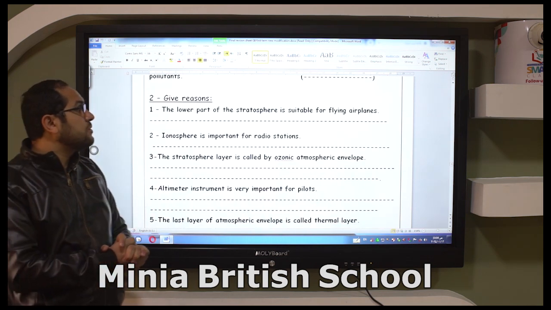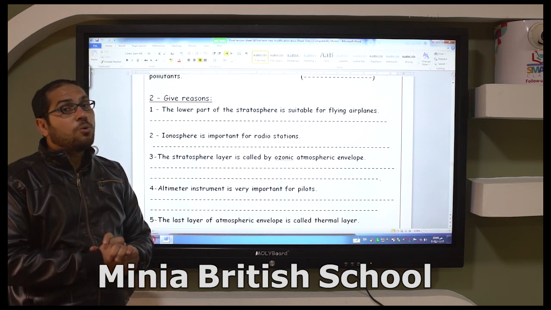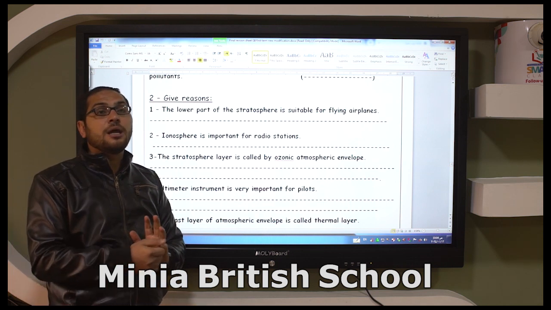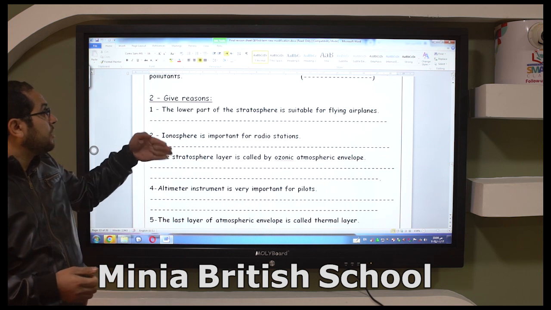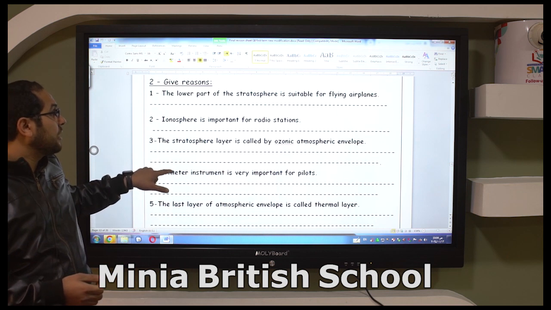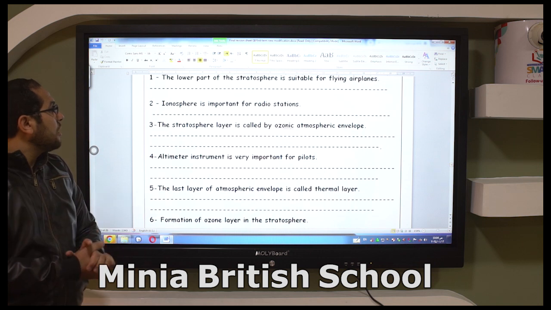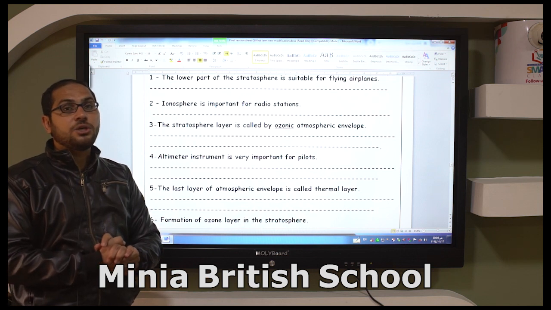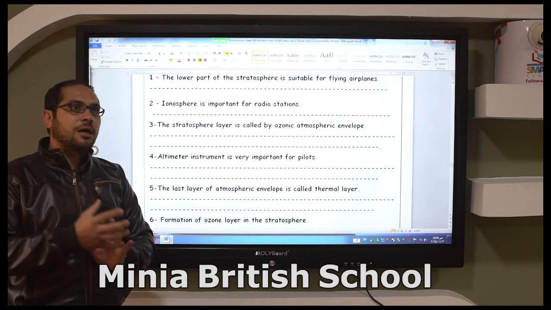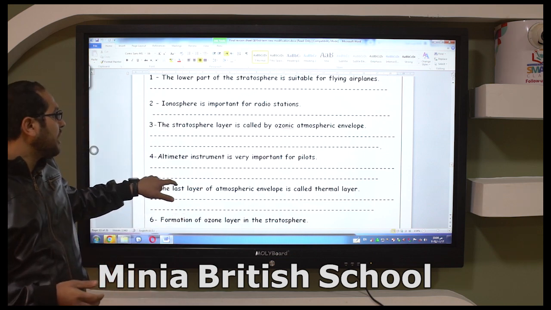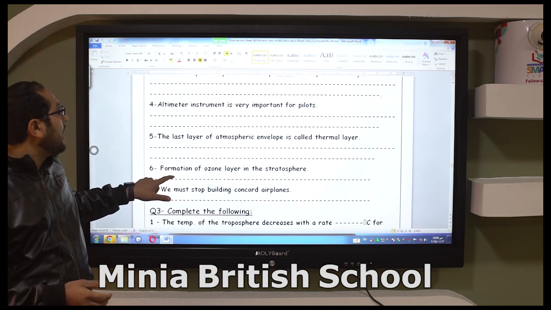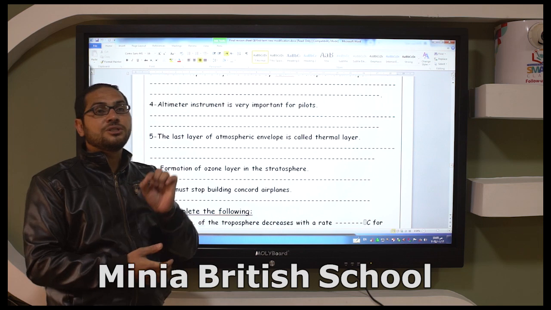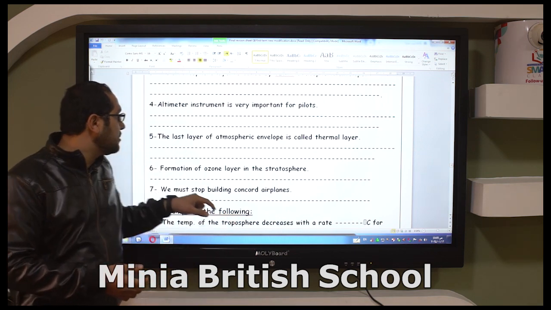Give reason: the lower part of the stratosphere is suitable for flying airplanes. Why? Because this layer doesn't contain clouds or weather changes. The ionosphere is important for radio waves because it reflects the radio waves coming from communication centers. The altimeter is very important for pilots because it determines the elevation of aeroplanes.